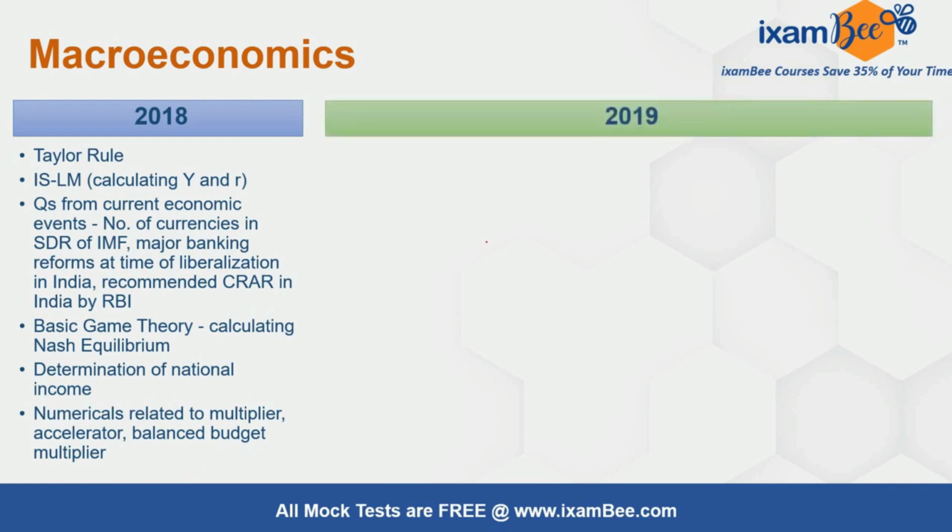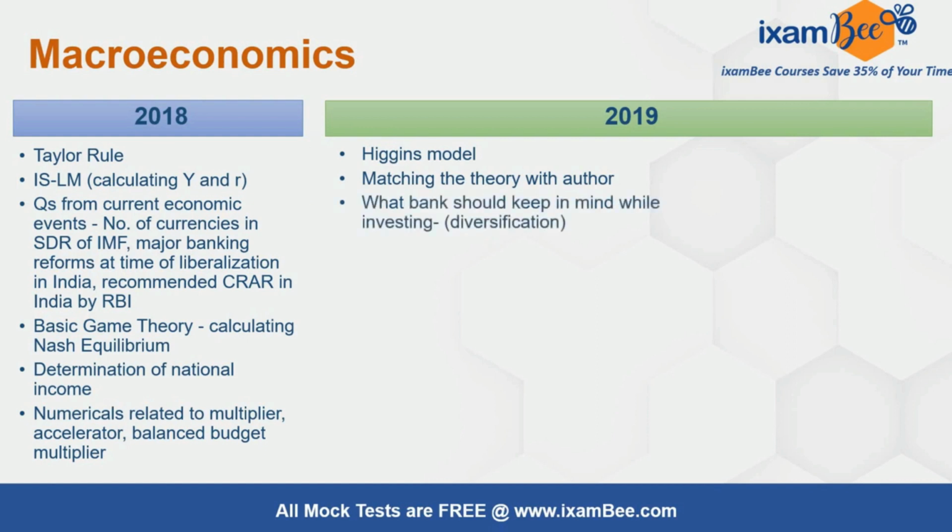As we move ahead to 2019, the topics that were covered and the questions that were asked were from the Harrod model. There were conceptual questions where you had to match the theory with the author of that particular theory. There was a simple question as to what a bank should keep in mind while investing. This was a simple conceptual question whose answer was diversification.